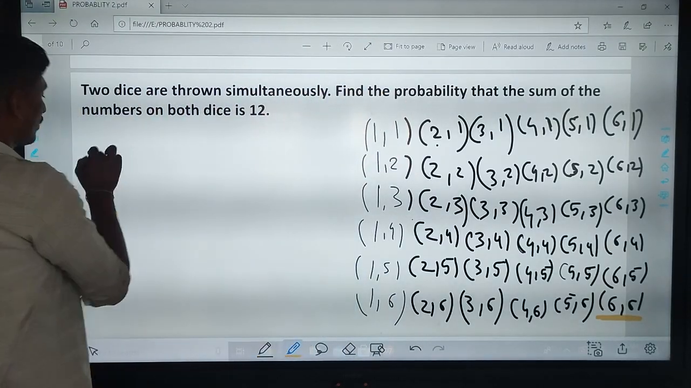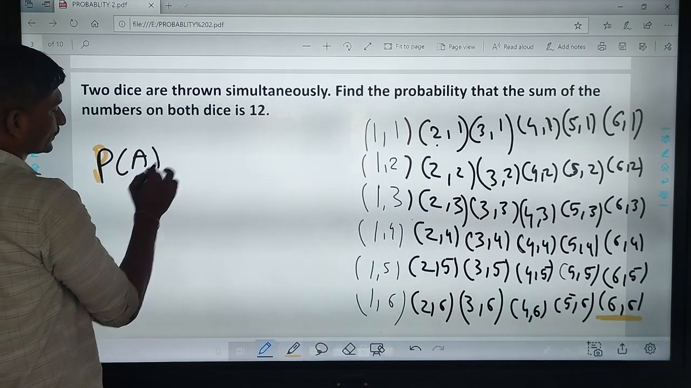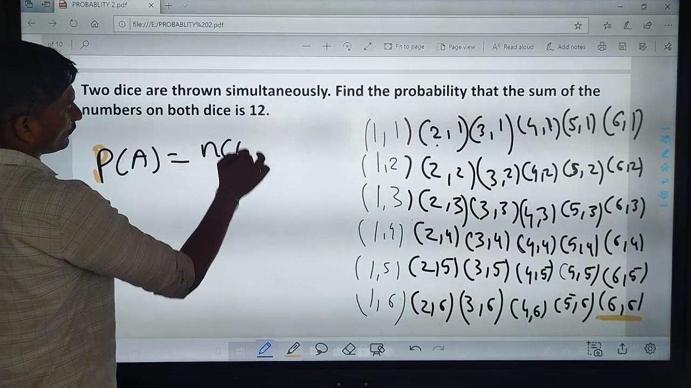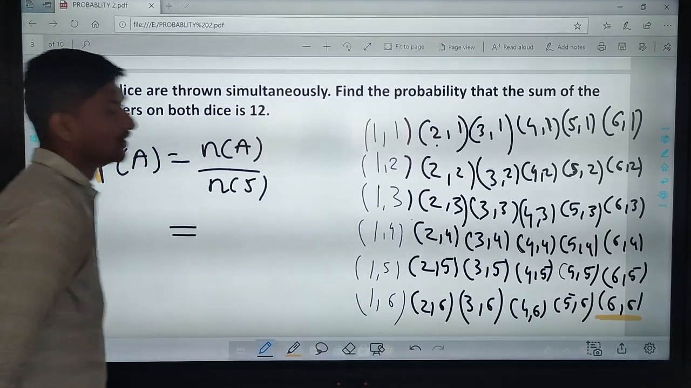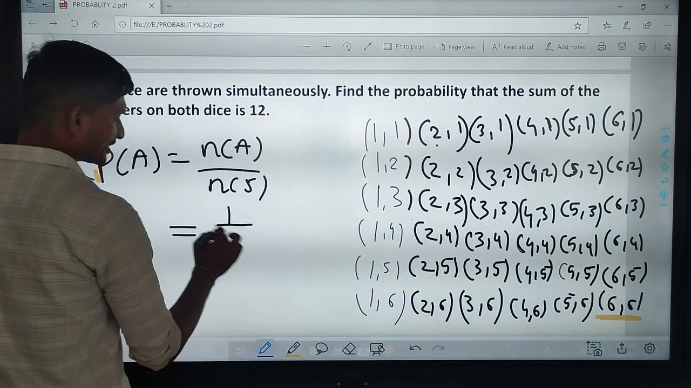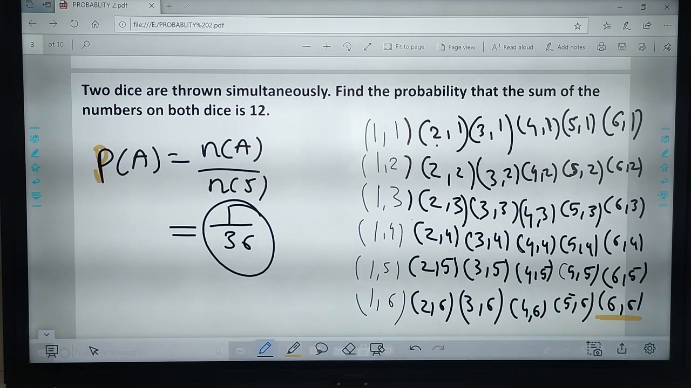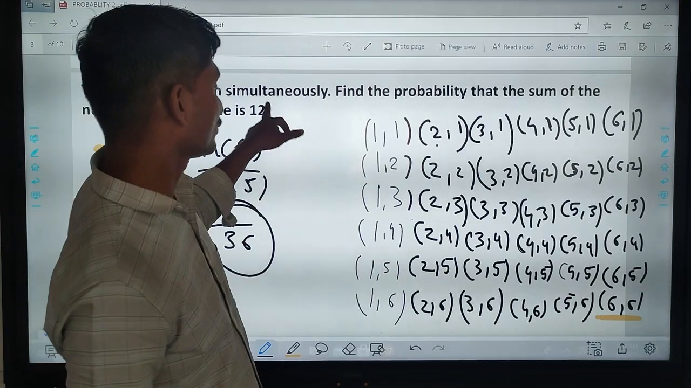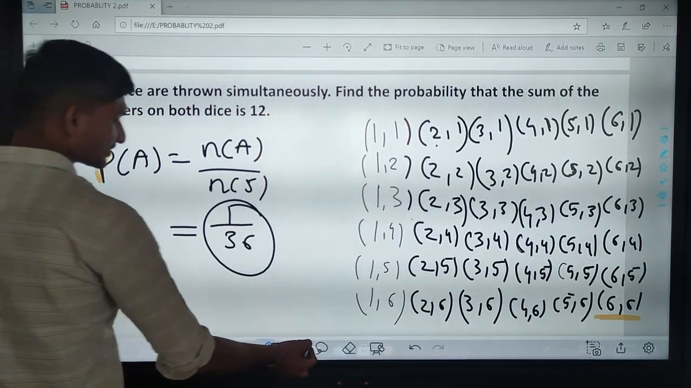Then P of A is equal to probability of A, is equal to n of A divided by n of S. The number of samples of that event is 1, and n of S is equal to 36. Then your answer is 1 by 36. The sum of both numbers is 12, that is only 1. Now next.